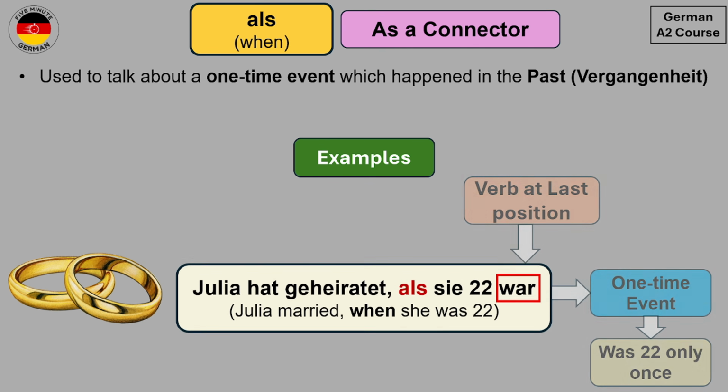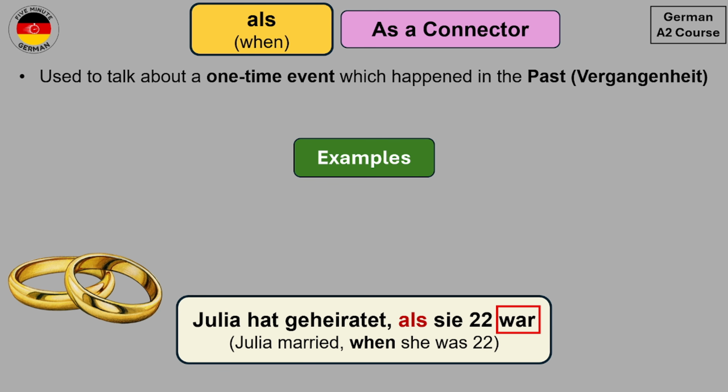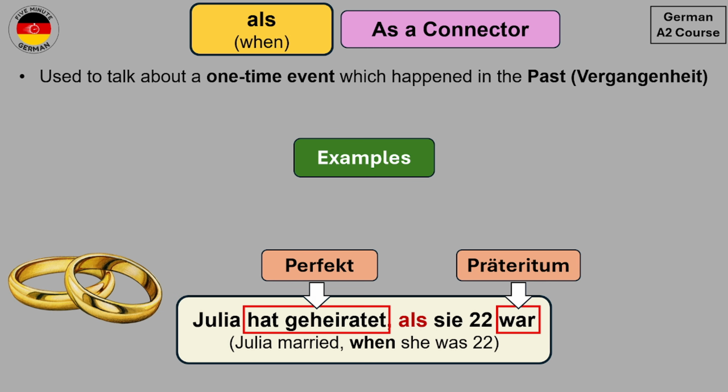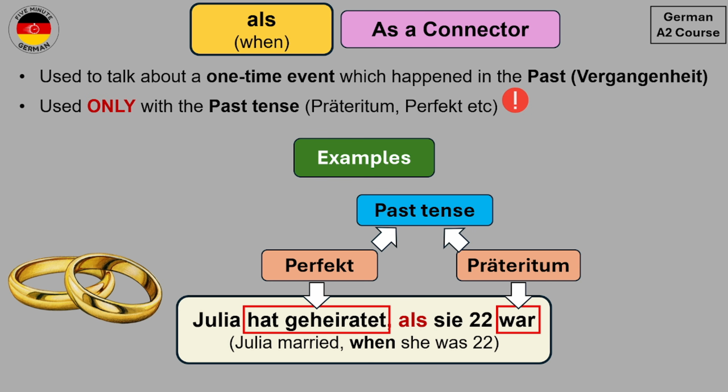Now there is one more important point over here, and that is you see that the verb at the last position is in Präteritum or the past tense. And in the first part we have used the perfect form, and both of these represent the past tense. Now since als is used to talk about a one-time event which happened in the past, that's why it can only be used with the past tense, such as Präteritum, perfect, etc. You will not use the present tense with als. So this is important to remember.